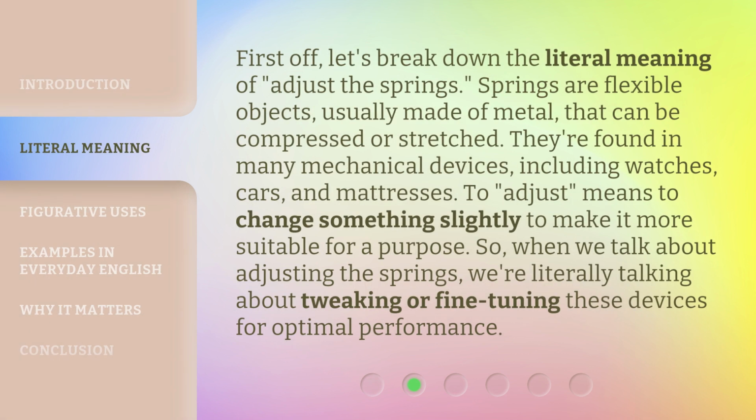First off, let's break down the literal meaning of adjust the springs. Springs are flexible objects, usually made of metal, that can be compressed or stretched. They're found in many mechanical devices, including watches, cars, and mattresses. To adjust means to change something slightly to make it more suitable for a purpose. So, when we talk about adjusting the springs, we're literally talking about tweaking or fine-tuning these devices for optimal performance.